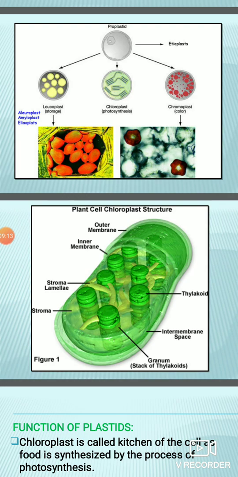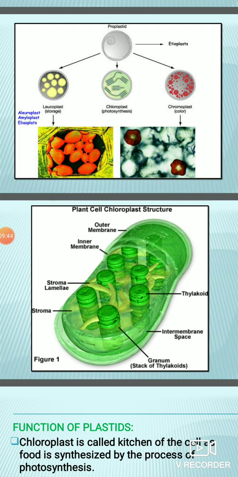In higher plants, generally 20 to 40 grana are present in a chloroplast. And if somebody asks you how many thylakoids are found in each granum, then you can say that on average 20 to 50 thylakoids are present in each granum. Okay, and it may vary from 10 to 100. That means 10 to 100 thylakoids are present in each granum, but on average, 20 to 50 are present in each granum.